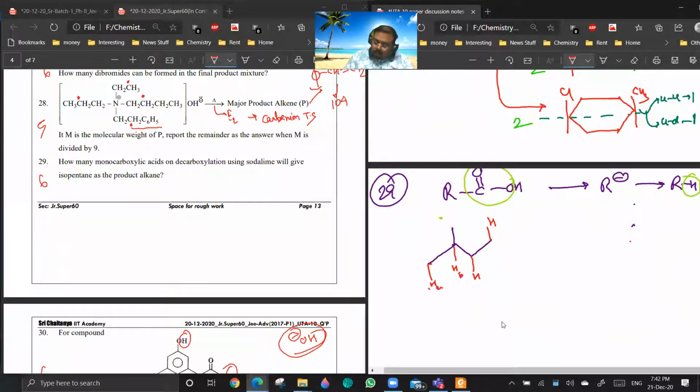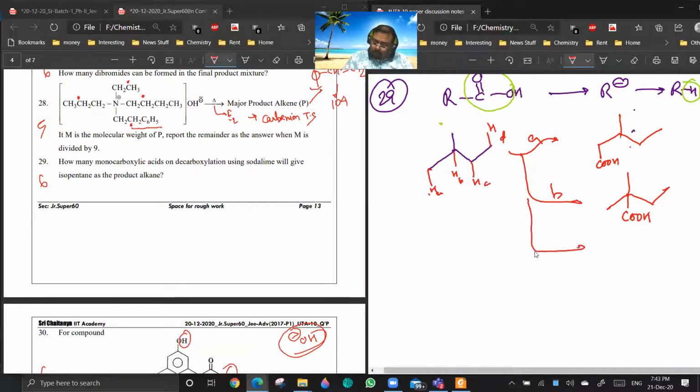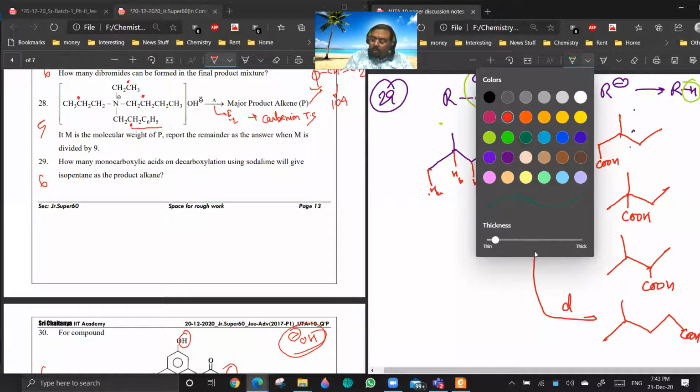so A, B, C, D. If you take the A route, then you get COH, right? Take the B route, COH. You take the C route, COH. You take the D route, COH. All these will be giving isopentane only, yes or no? Yes, sir. Now how many such products are there?